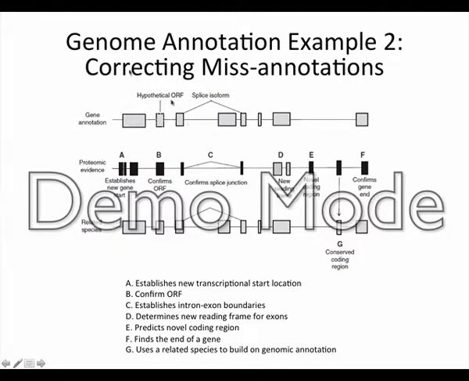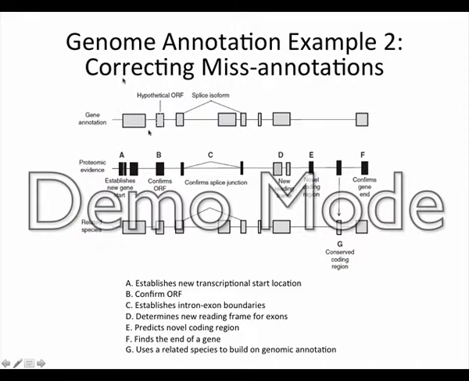We have some exons. We have a hypothetical reading frame. We have a splice isoform, right? That's what we have. So this is what we find in our proteomics. This is where all of our peptides match. So first of all, in A, we find some upstream peptide, which is showing that there's actually a new transcriptional start location. It wasn't actually here.